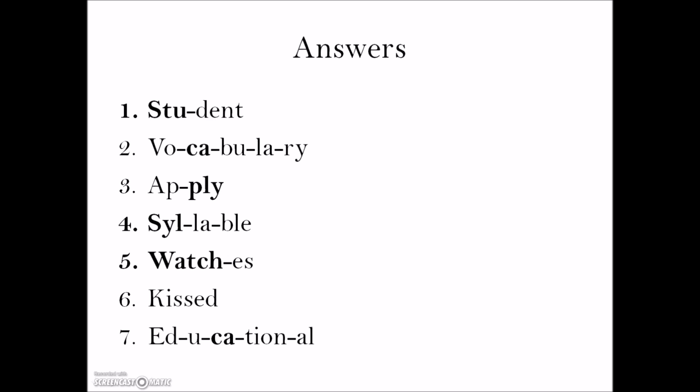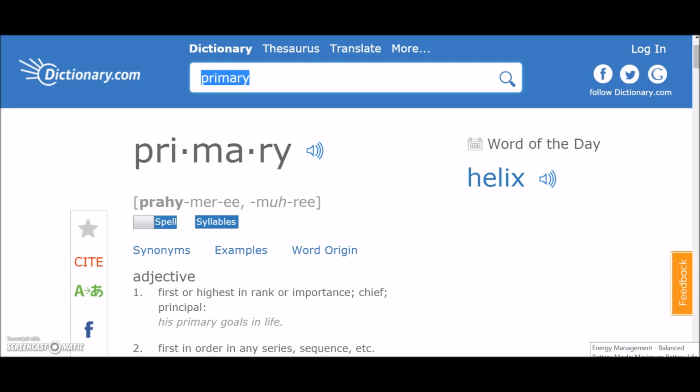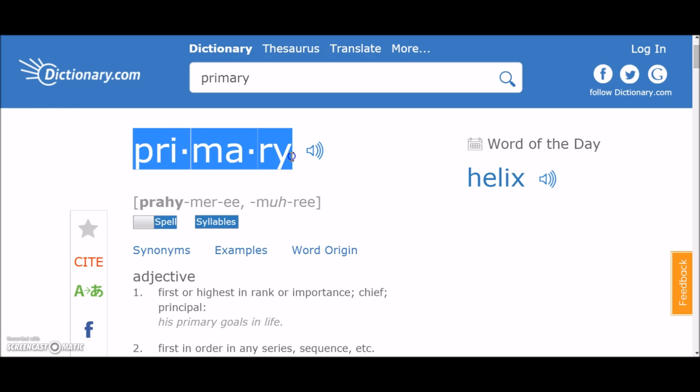Here are the answers. This shows you the number of syllables and the location of the primary stress. How did you do? How can you be sure about the syllable and stress pattern of words? Check your dictionary. Almost all dictionaries have this information.